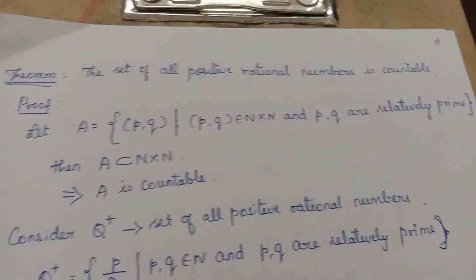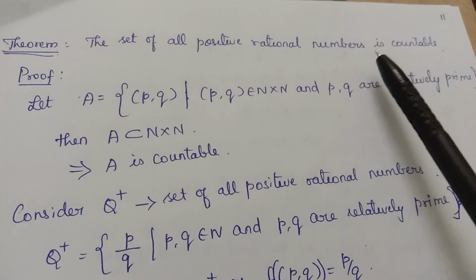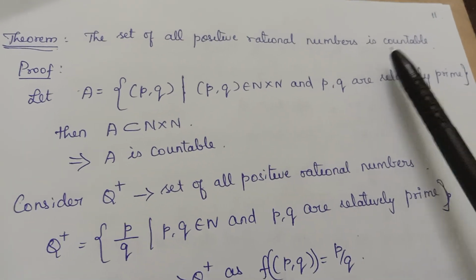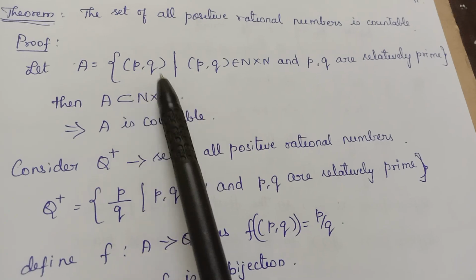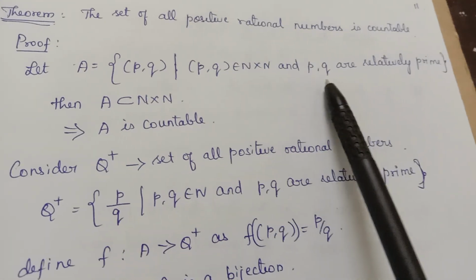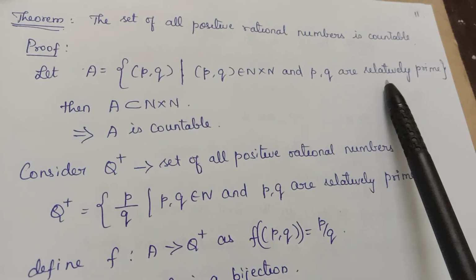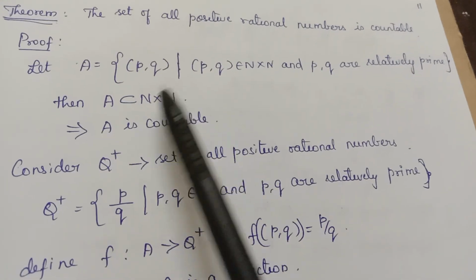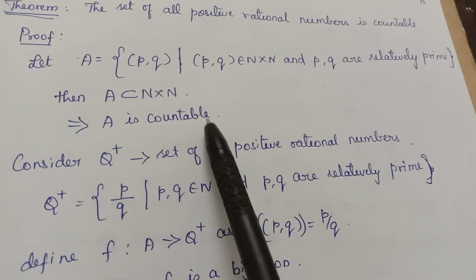Okay, the next one is the set of all positive rational numbers is countable. So how to prove the set of all positive rational numbers is countable? Let me define one set A equal to the set of all ordered pairs (p,q), where (p,q) belong to N cross N and p, q are relatively prime numbers. Obviously, this is a subset of N cross N. Since N cross N is countable, A is also countable.